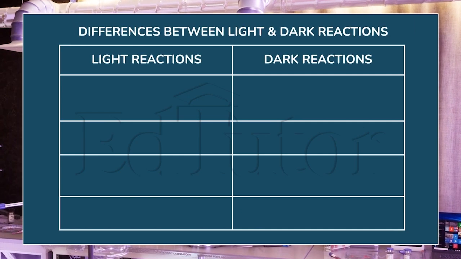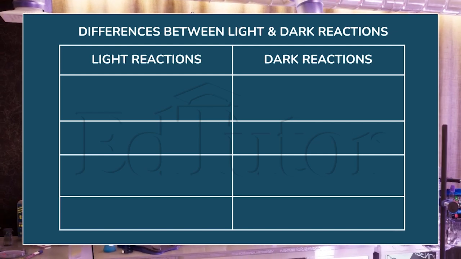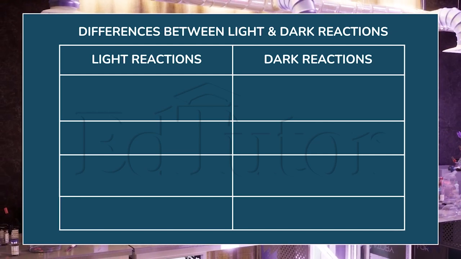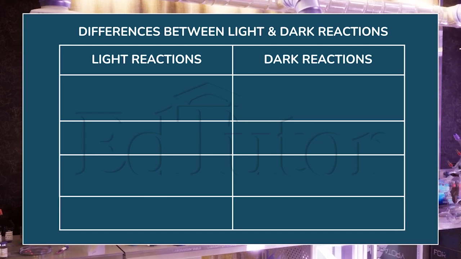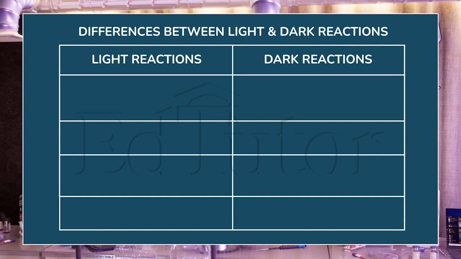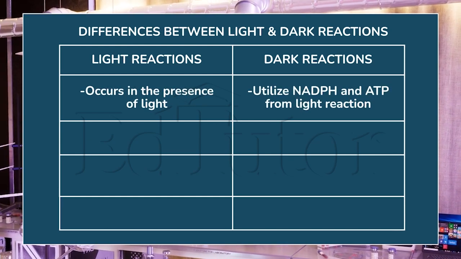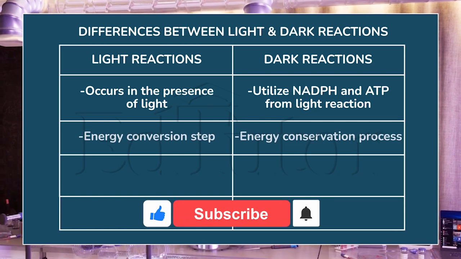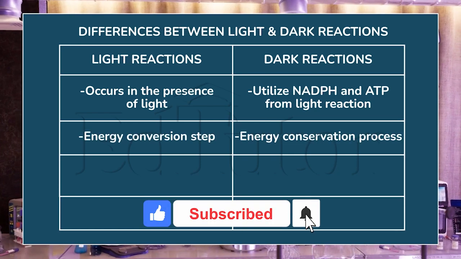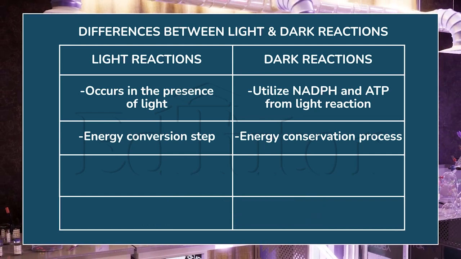Let's do something fun. I want you to get a pen and paper and draw two columns. We are going to list down the differences between the two reactions. The first difference is the fairly obvious one. The light-dependent reactions occur in the presence of light, while the dark reactions do not use light directly. They utilize NADPH and ATP. Now, the light-dependent reaction is an energy conversion step, whereas the light-independent reaction is an energy conservation process.